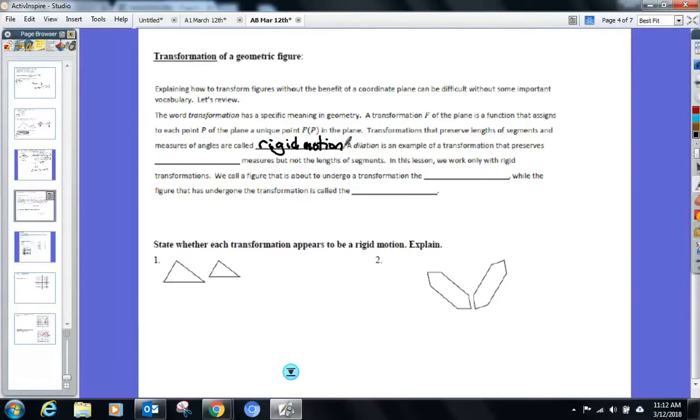When we did talk about dilations, we said that was not a rigid motion because the side lengths changed. But what stayed the same in a dilation? The angle measures. Angle measures don't change in a dilation.